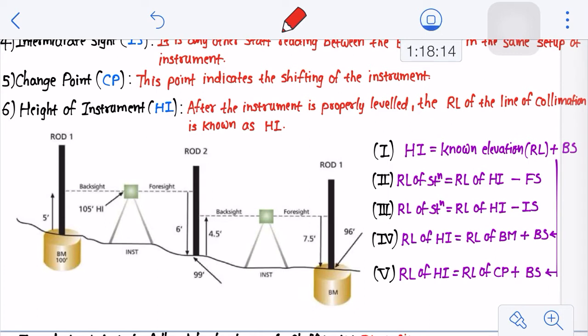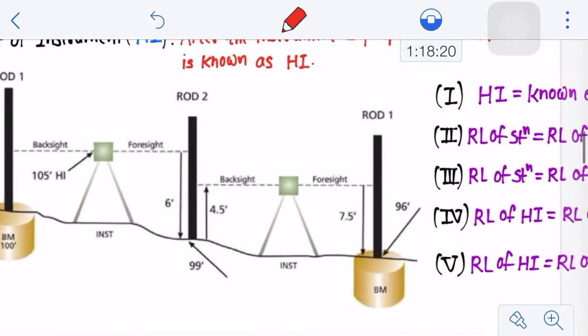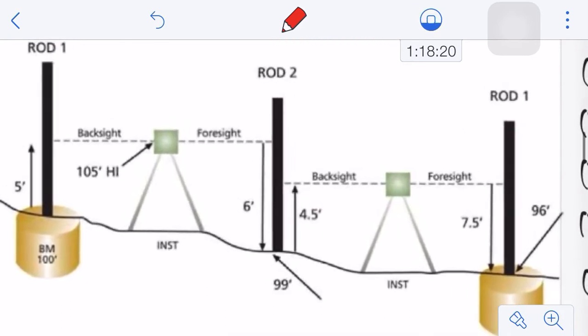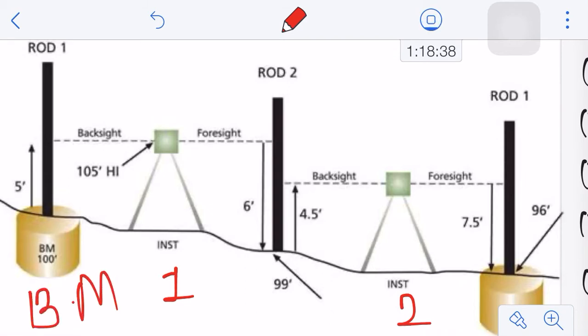What does it mean? Now the height of instrument, if you want to calculate, what you need to do, as you can see here in this figure, it is very easy to understand all these definitions and terms from this figure, right? Let's say this is your first instrument station point and this is your second instrument station point here. If you keep your instrument station here and this is your benchmark, what do you need to do? You need to do your first observation, and the first observation is always termed as your backsight. So you will take your reading on the benchmark.